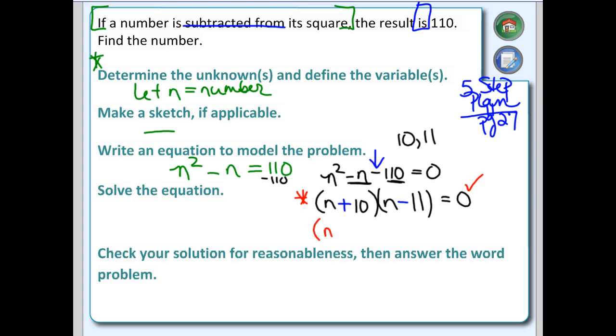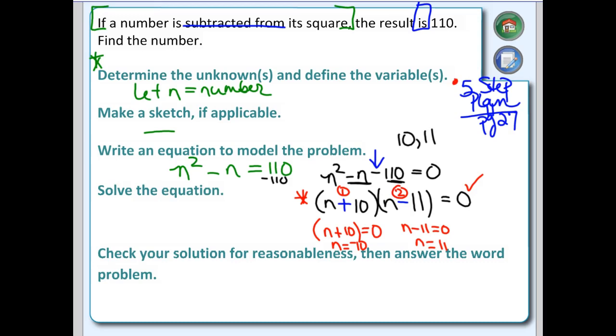So we've got n plus 10 equals 0. So this n is going to be negative 10. And then on the second part, remember, here's part 1 and here's part 2. On the second part, we've got n minus 11 equals 0. So n equals 11.